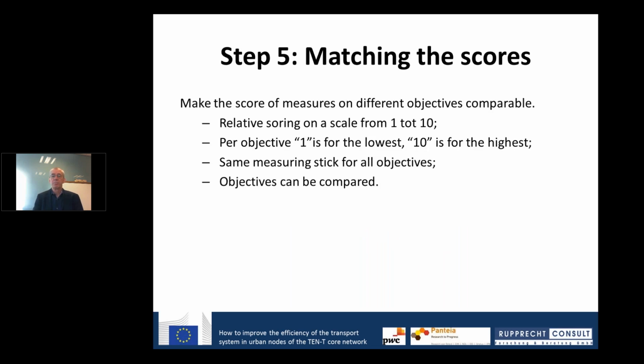Now in the fifth step, we matched the scores. The scores of the measures of the different policy objectives are made comparable. All the scores range from 1 to 10, and per objective a 1 is lowest and a 10 is highest. And in between, everything is based on a ratio related to the lowest and the highest score. The same measuring stick for all the objectives, and the objectives can be compared.